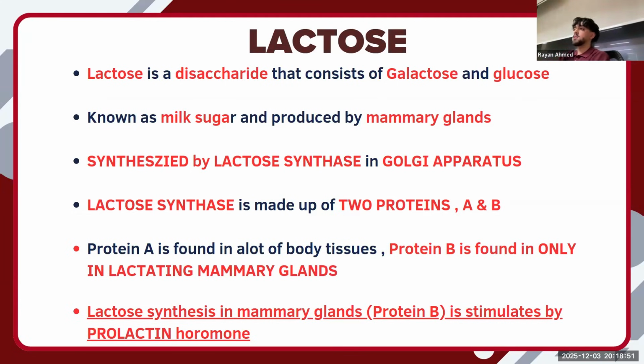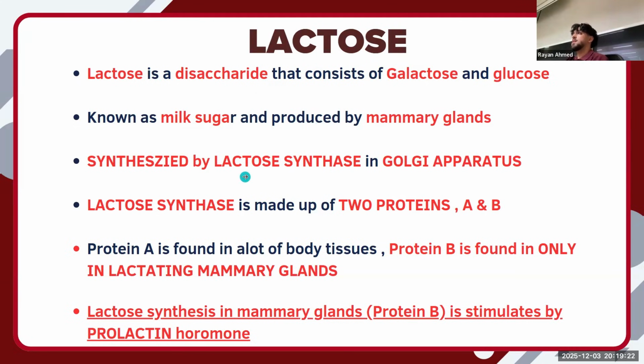Yeah. Okay, let's continue with lactose now. Lactose is a disaccharide that consists of galactose and glucose. We already know that. Remember, I need you guys to remember because it came as a question that lactose is known as a milk sugar, which is produced by mammary glands. Remember when I said keep that in mind? Now that is where you remember this. Lactose is known as milk sugar and produced by mammary glands.